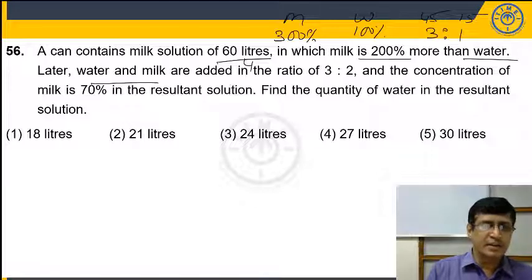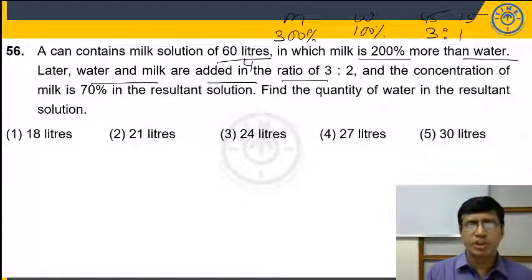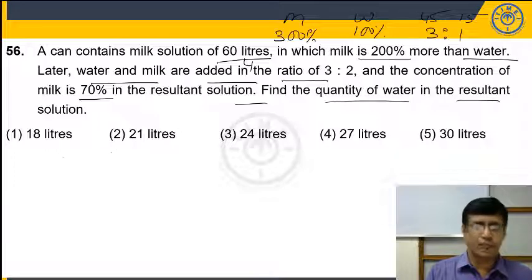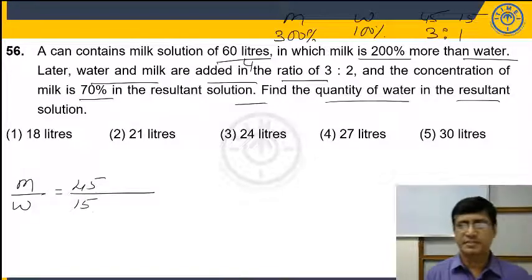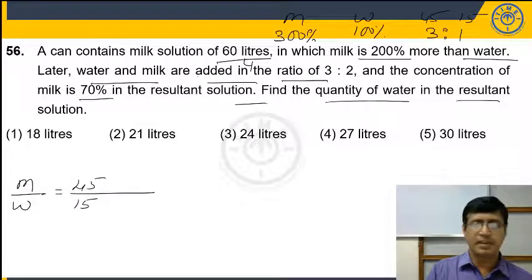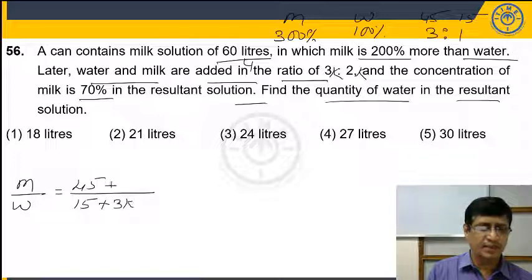Later the water and the milk are added in the ratio 3:2 and the concentration of the milk is 70% of the resultant solution. Find the quantity of water in the resultant solution. So initially how much is the milk and how much is the water? 45 liters is the milk and 15 liters is the water. So water and the milk being added are 3K and 2K. So water is 3K and milk is 2K.